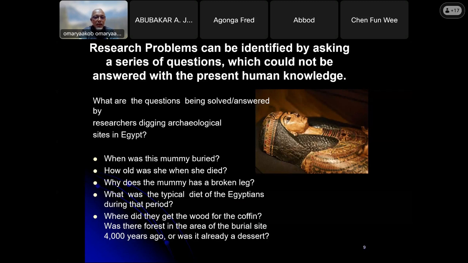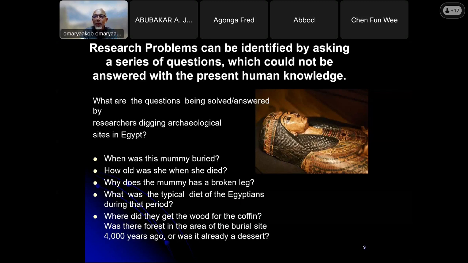Okay, except maybe the last point: was there forest in the area of the burial site 4,000 years ago, or was it already erased? For example, they're studying the coffin. They say, oh, this wood is local here. Maybe 4,000 years ago there were actually big forests. So this area of the pyramids was actually a forested area. Now it has turned into a desert. Why did it turn into desert? That's something that we can learn.